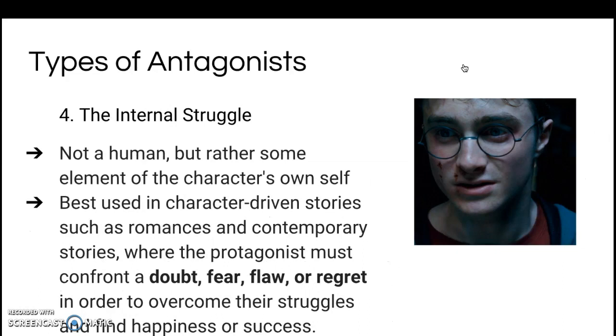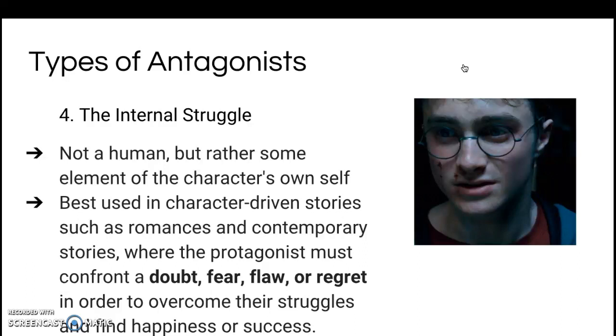There's also the internal struggle. This is when the antagonist is actually the protagonist themselves. It's an element of their own personality. This is best used in character-driven stories such as romances and realistic or contemporary stories. This is where the protagonist must confront a doubt, fear, flaw, or regret in order to overcome their struggles and find happiness or success.